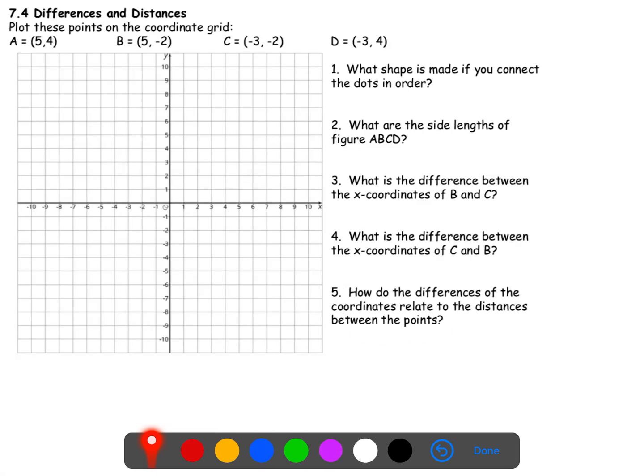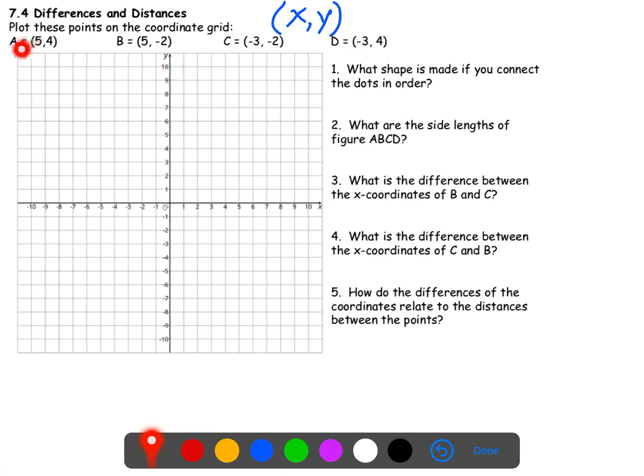For our first question, we've got a coordinate grid here. We've got 4 points shown here across the top. It says plot these points on the coordinate grid. So let's go ahead and start with that. Remember, coordinate grid points are always listed in alphabetical order, X and then Y. And they labeled for us the X-axis, the horizontal axis, and the Y-axis.